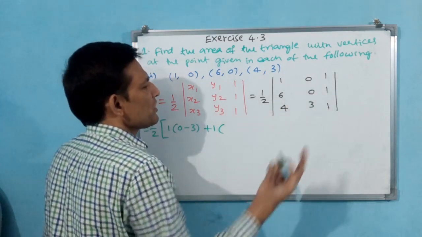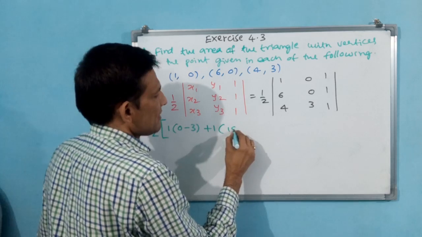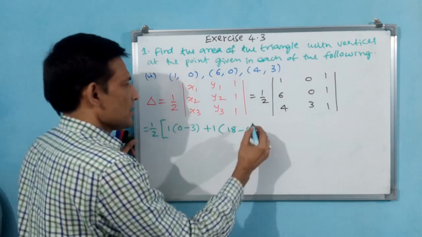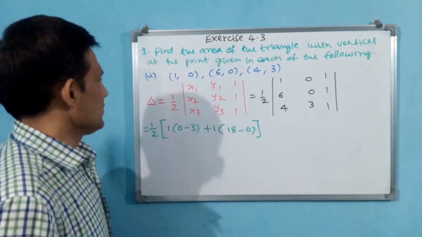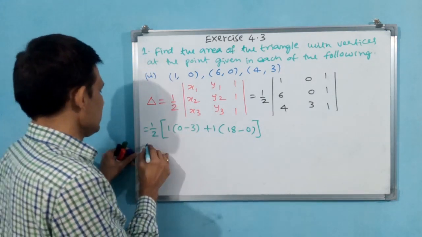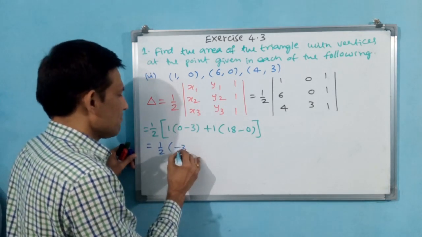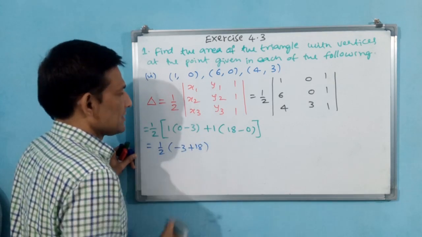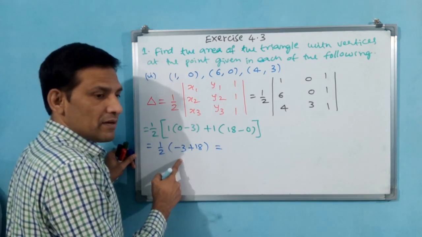Why? Because minus 0 we need not write. Plus 1. Plus 1. 18 minus 0. 18 minus 0. Okay. Now close. Okay. Now you see what answer is going to come. That is equal to half into minus 3. Okay. And plus 18. Okay. 18 minus 3, 15.